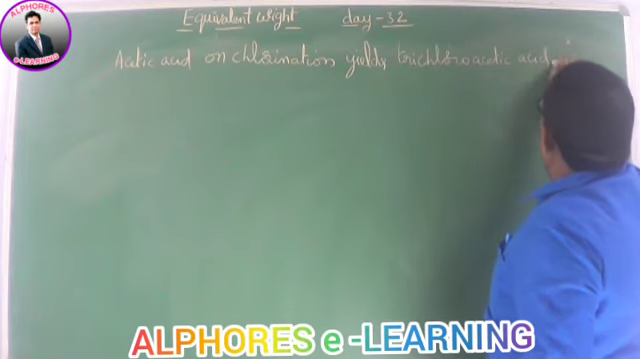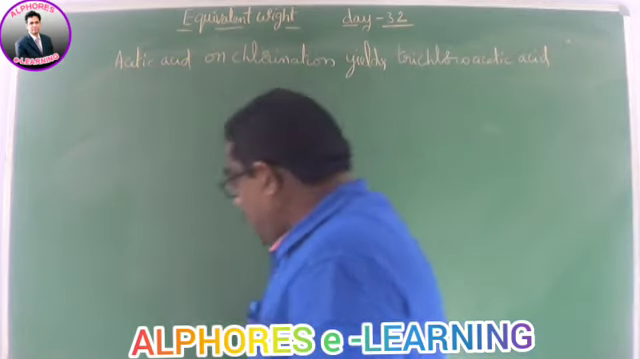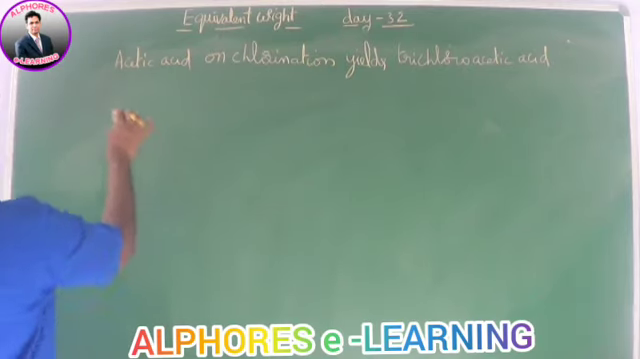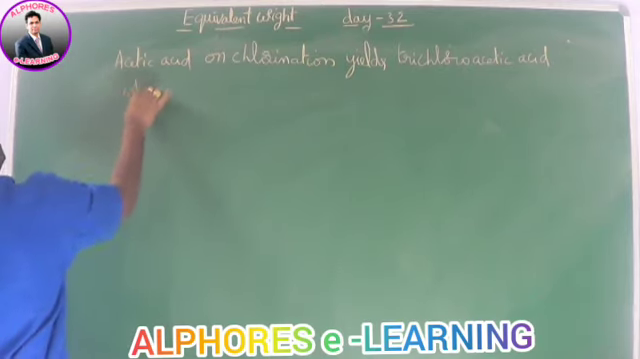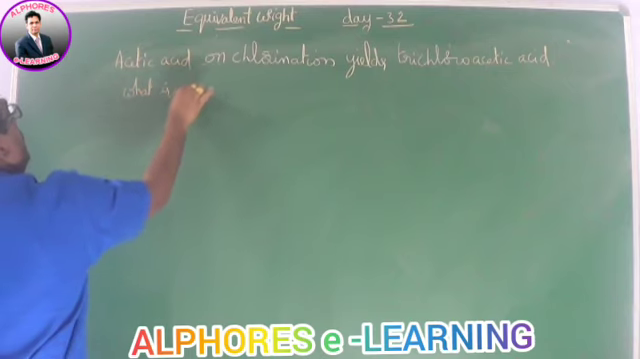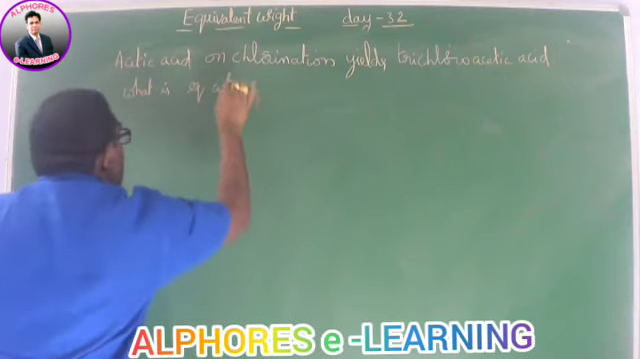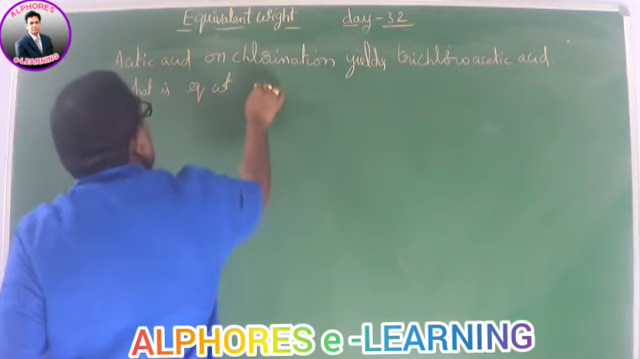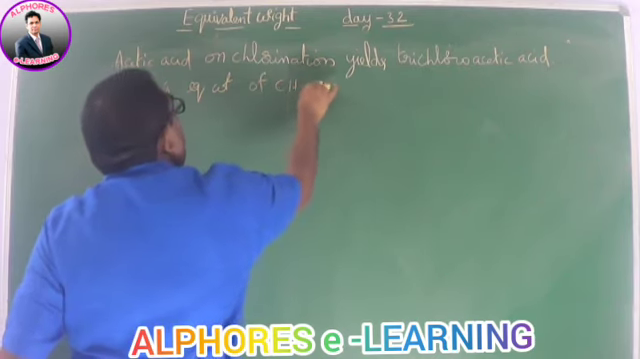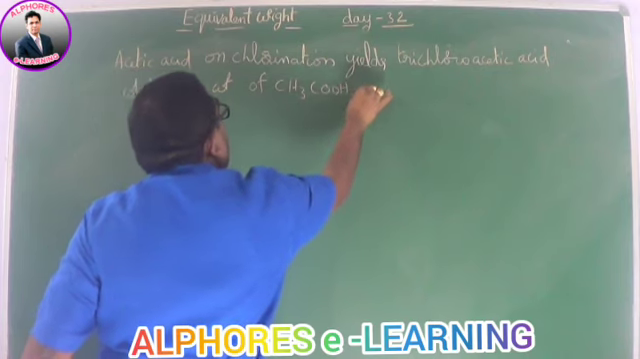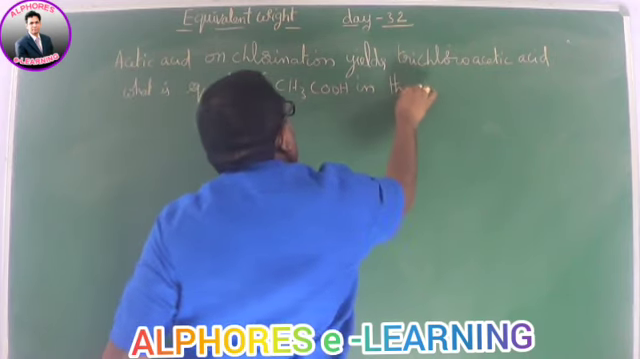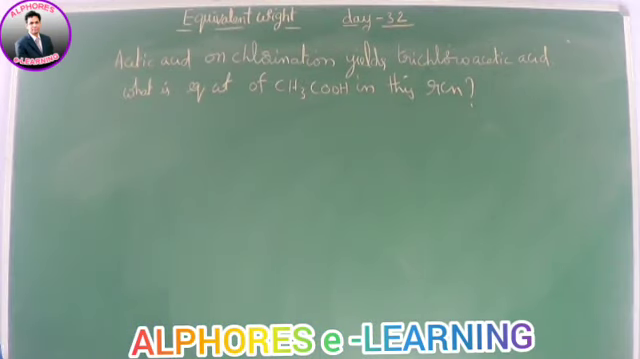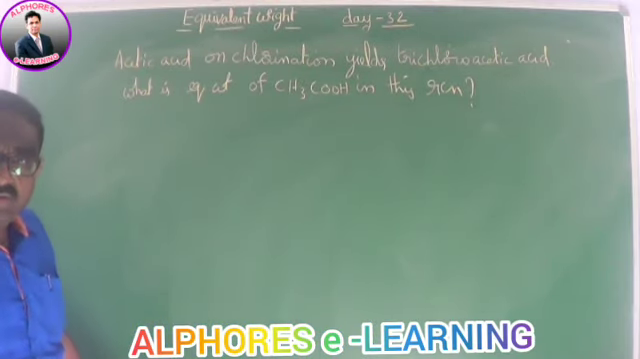Trichloroacetic acid. Acetic acid on chlorination yields trichloroacetic acid. What is the equivalent weight, EQWT, I am writing, understand? What is the equivalent weight of acetic acid? Formula here I am writing. In this reaction, RCN just I am writing. What is the equivalent weight of acetic acid in this reaction?